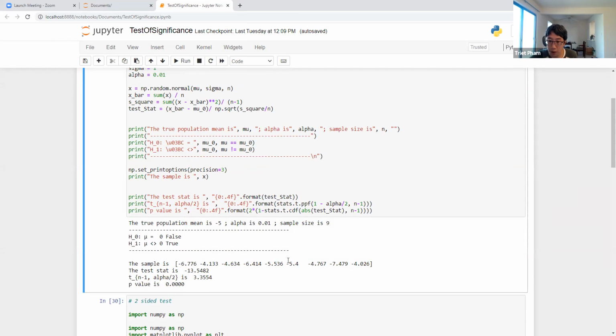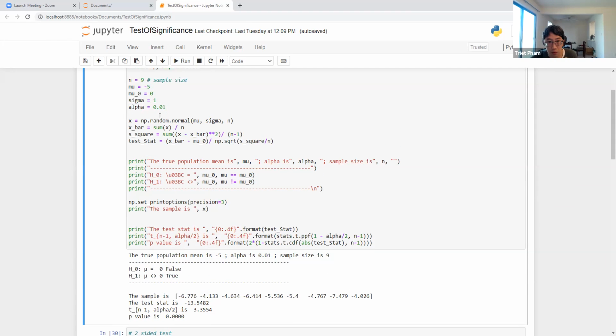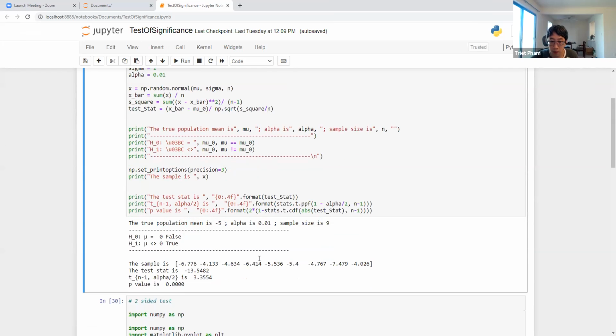What you want to pay attention to, and notice, the sample here is mostly negative. Why? Because the true mean is -5 and sigma is 1, so they're mostly negative numbers. And again, the message is you should try to see that the rejection decision based on the test stat is the same as the rejection decision based on the p-value.